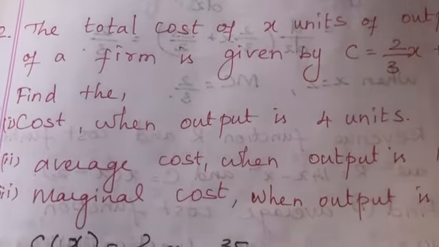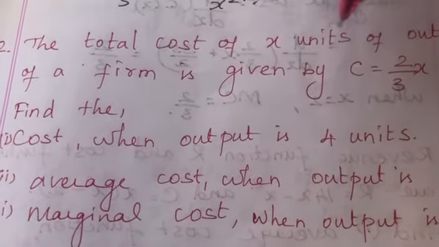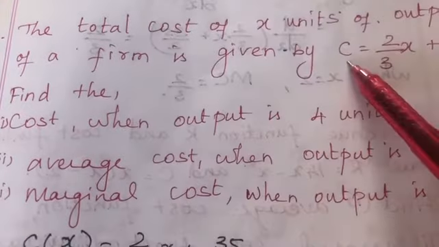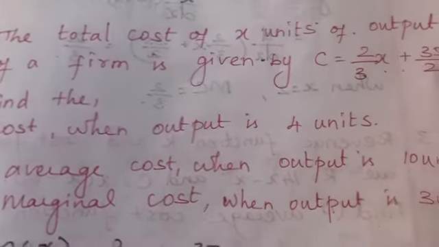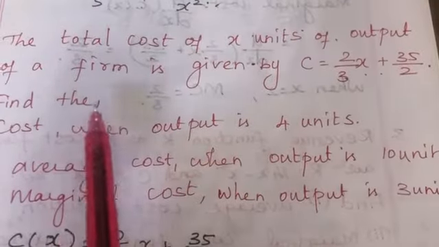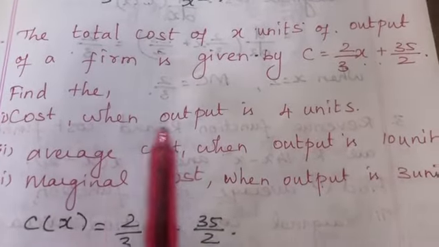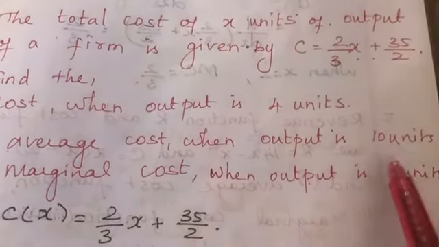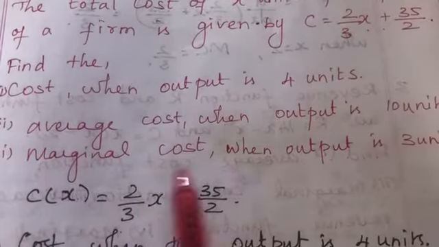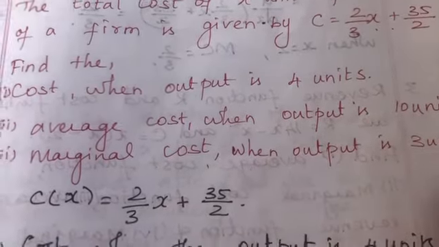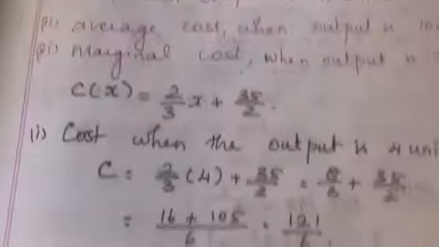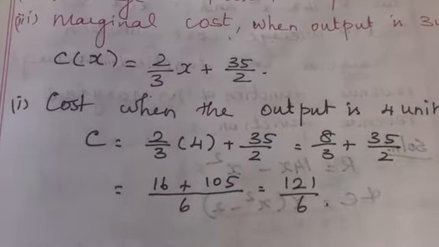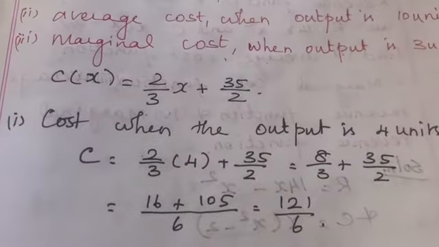Second question, the total cost of x units of output of a firm is given by C is equal to 2 by 3x plus 35 by 2. Find the cost when output is 4 units, average cost when the output is 10 units, marginal cost when output is 3 units. C of x is equal to 2 by 3x plus 35 by 2, that is our C of x, given C of x.